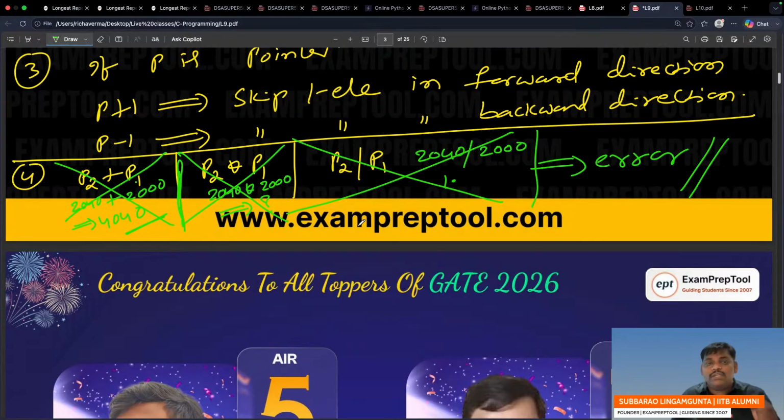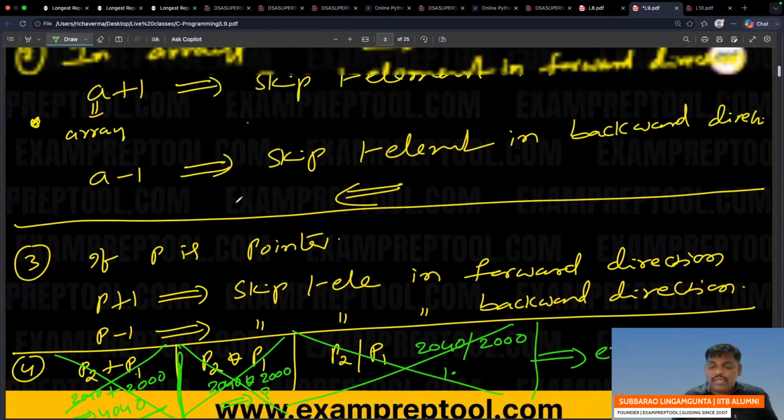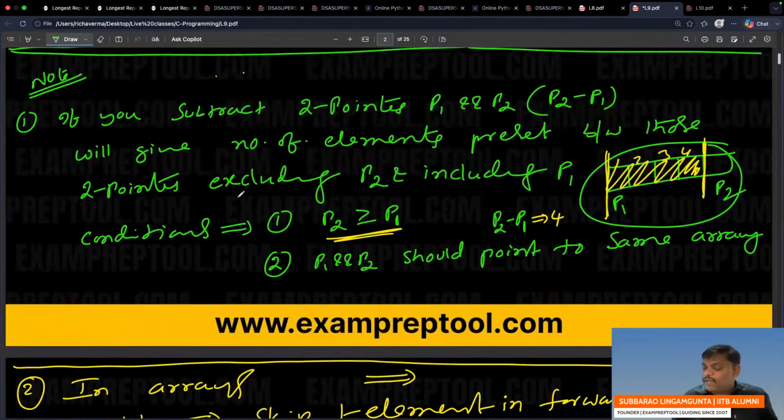See, first of all, there should be a meaning. There should be a purpose. Then people are saying, then why are you subtracting? There is a meaning. What is the meaning? It will give the number of elements. If I want to know how many elements are between two pointers, do subtraction. What purpose do you have for adding?